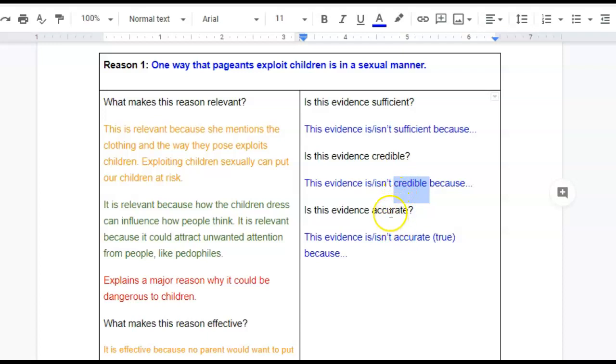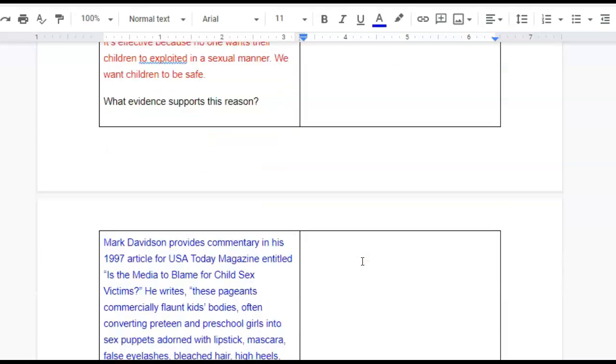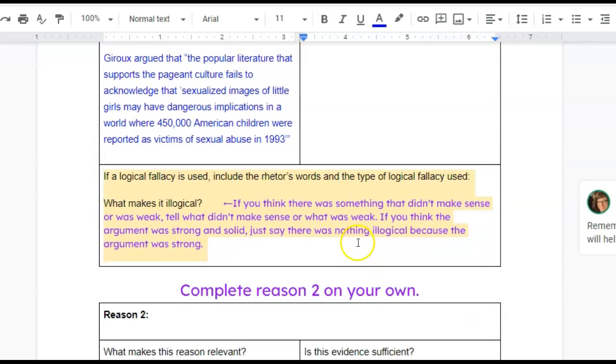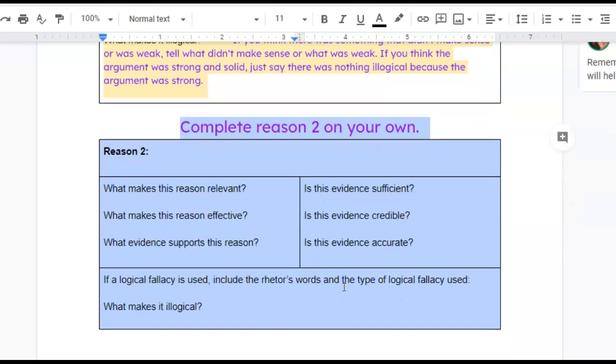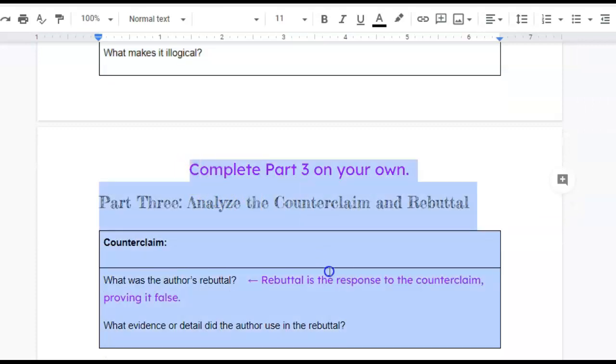And then last, is this evidence accurate? Is it true? Is it real? Is it accurate and believable for us as far as the truth of the evidence? We used these sentence stems to answer each of those questions. You can use those same sentence stems as well. We only did the first reason together, and then you're completing reason 2 on your own, and you're completing part 3 on your own.